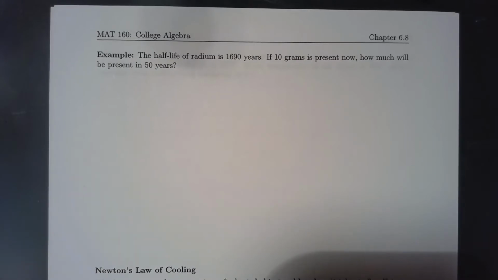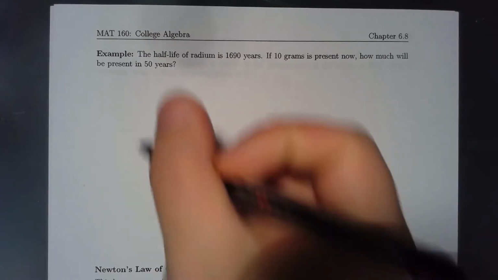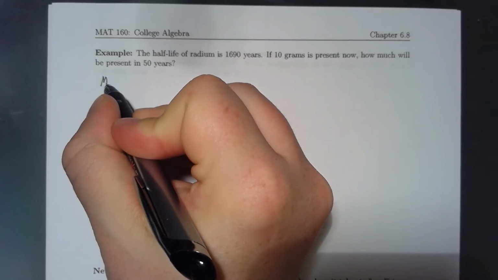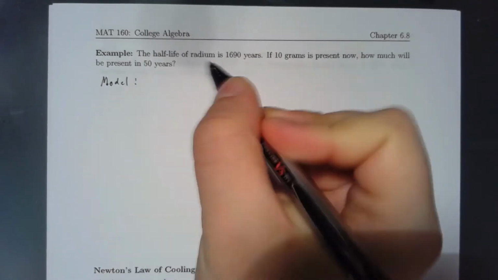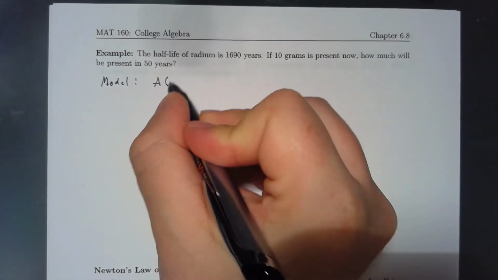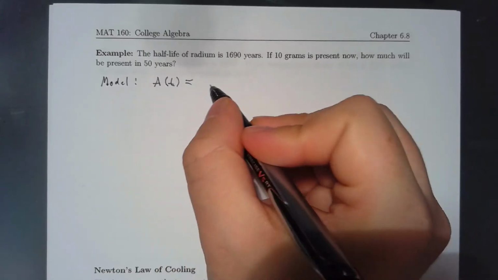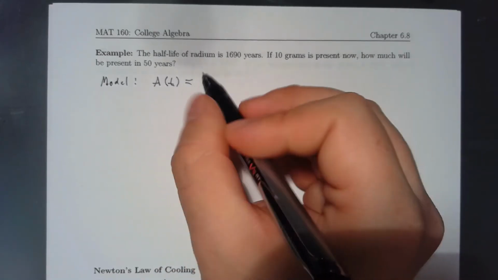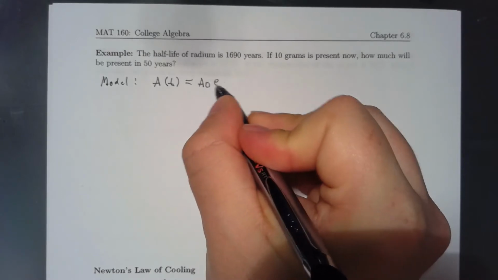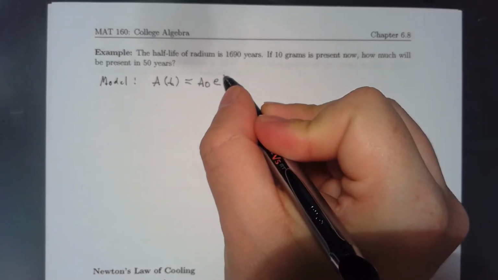So in this example, the half-life of radium is 1,690 years. If 10 grams is present now, how much will be present in 50 years? So this is saying I need to build a model. I need to build an exponential model. So I need to build this kind of model. Since I know it's exponential, it follows this model: A as a function of time equals A sub 0 times e to the kt power.